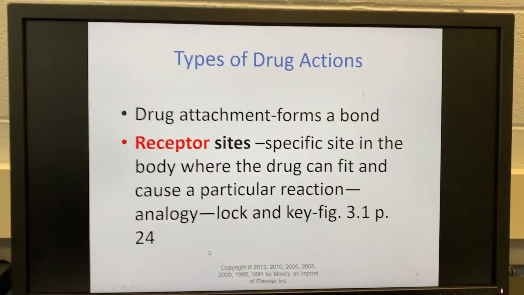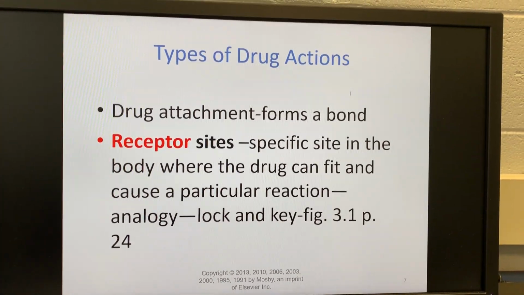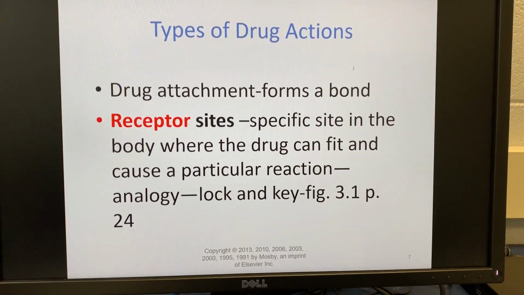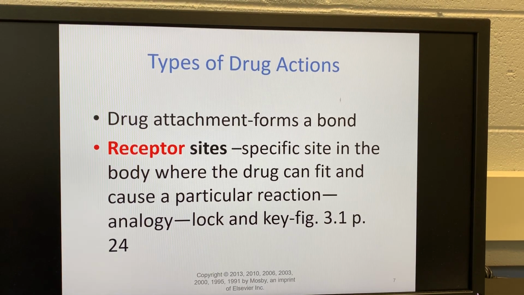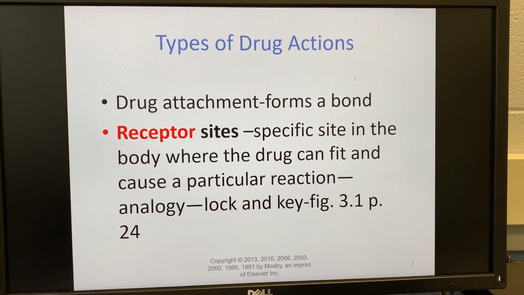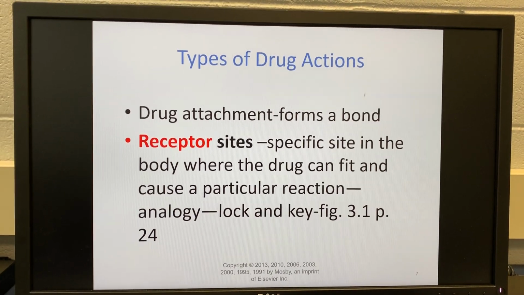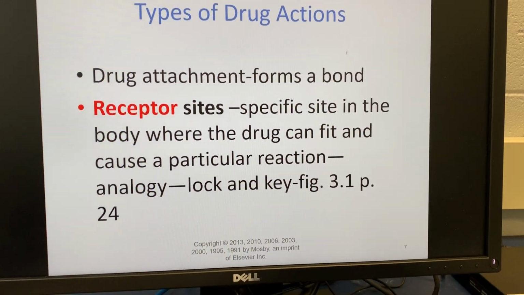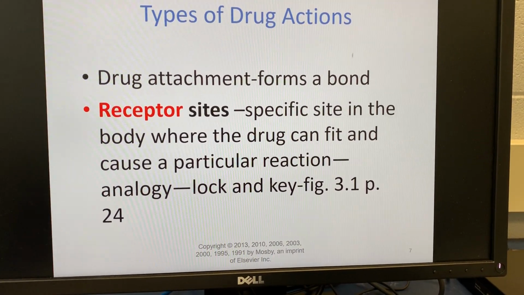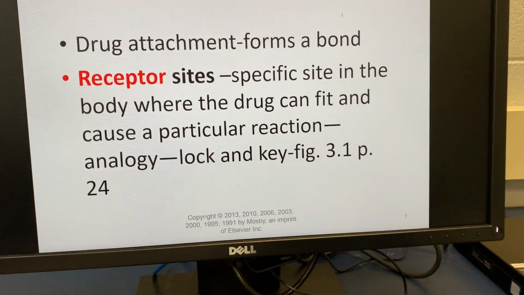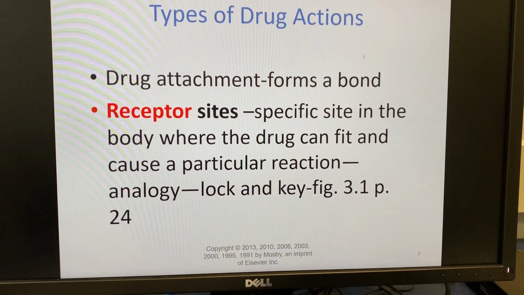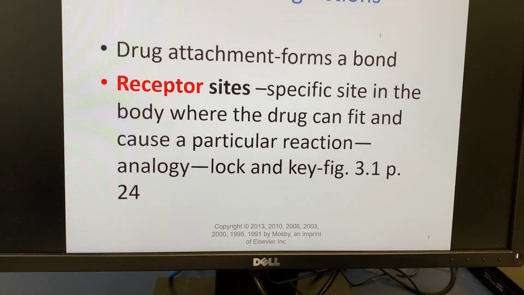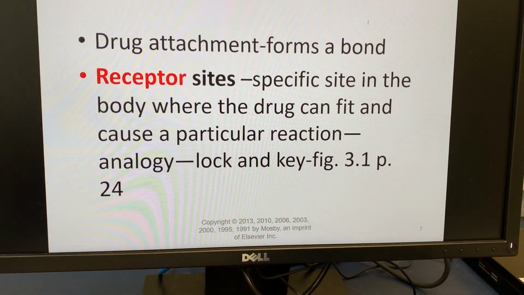Now, we have to look at the drug action. If you look on page 24, figure 3.1 gives you one of the major drug actions, which is receptor action. We have receptor sites. Receptors are little protein structures, and they are found all over the body in every cell. Every cell of our body has different types of receptor sites. It's a little protein structure where the molecule of a drug is recognized by that receptor, can fit, and then cause a particular reaction.